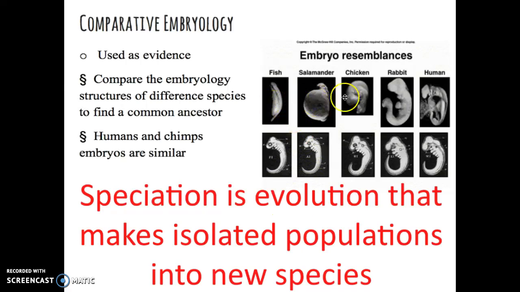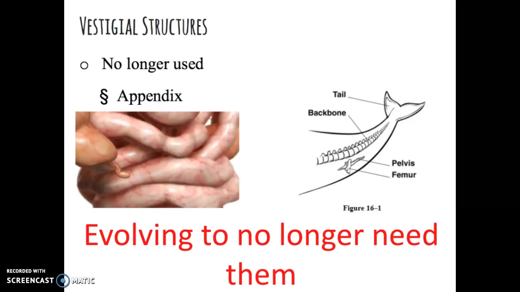If you look at these embryos here, we've got fish, salamander, chicken, rabbit, human. All of them have very, very similar embryos. What this points to is basically the fact that all of them must have developed from the same species. All of them must have a common ancestor. A common ancestor is the reason why they look so similar. So they must have all developed or evolved from the same ancestor. So that's comparative embryology.